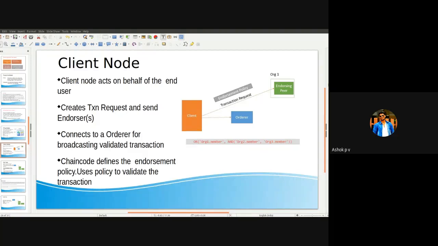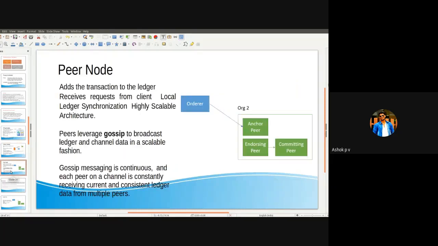So coming to this client node and orderer, if you say this is a peer node, there's something known as gossip in a peer node as well. If you see, Hyperledger Composer has different peers as well. The peers can be classified into 4 different types. The first one is the committing peer.